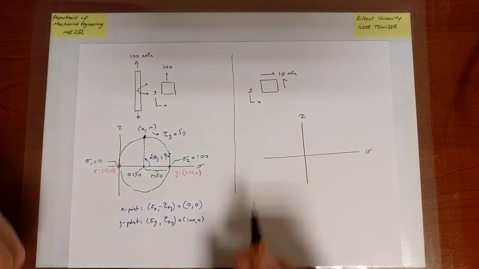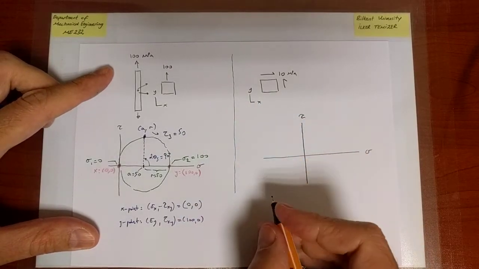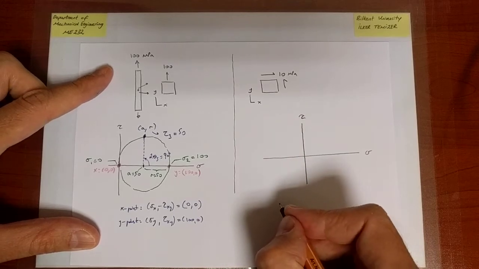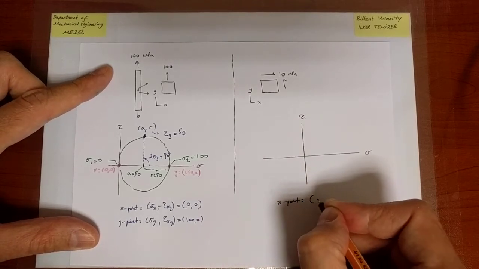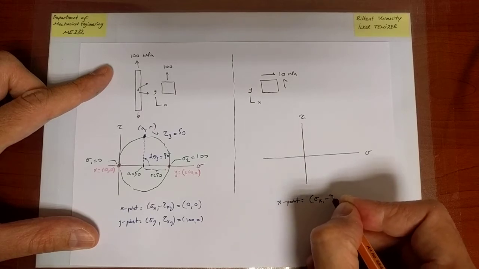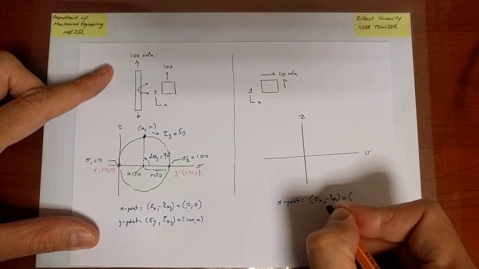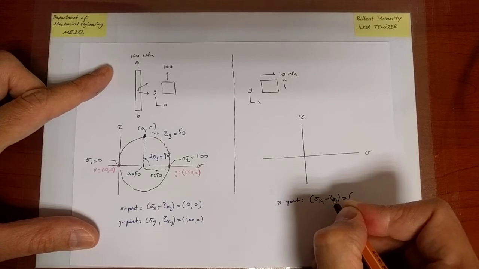Okay, so the second example. The second example, again, I start with the original picture, and I want to draw the Mohr circle. The first, I identify the points carefully. The first point is sigma x minus tau xy. In this case, again, x is 0, but minus tau xy.